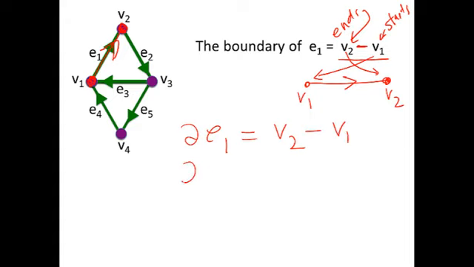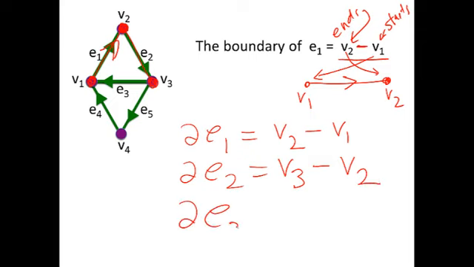We can also calculate the boundary of E2. Our edge E2 starts at V2 and ends at V3. Since it ends at V3, we have that the boundary of E2 is V3 minus its starting vertex V2. Similarly, the boundary of our edge E3 ends at V1, starts at V3, so it's the ending vertex V1 minus the starting vertex V3.